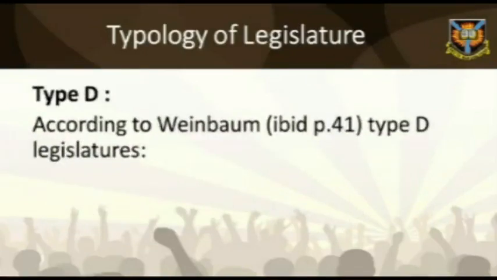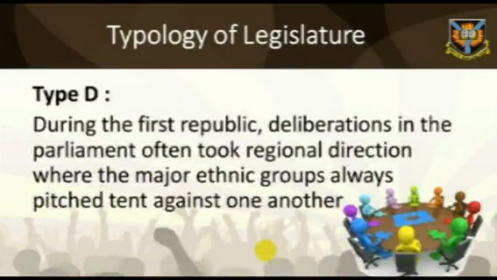According to Wenbom, Type D legislatures are far better equipped through powers of investigation and parliamentary interpellation to harass and obstruct governments. This category of legislatures hardly has members who have minds of their own in parliamentary deliberations and resolutions. During the First Republic, deliberations in the parliament often took regional direction, where the major ethnic groups always pitched tents against one another. The situation created big problems for government at the center, and the parliament also lacked cohesion.